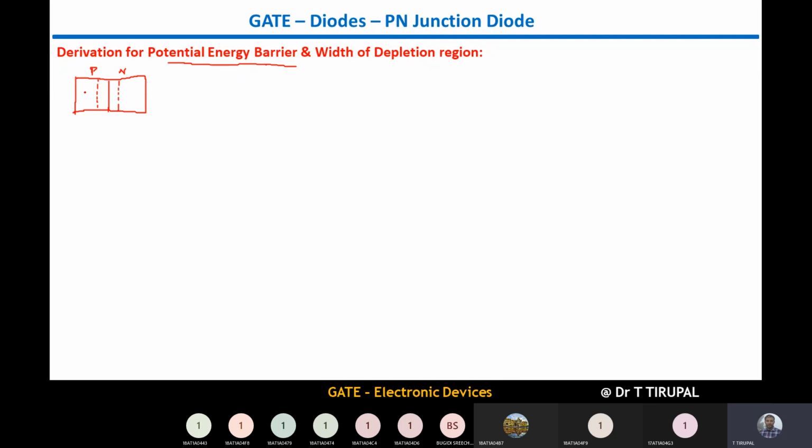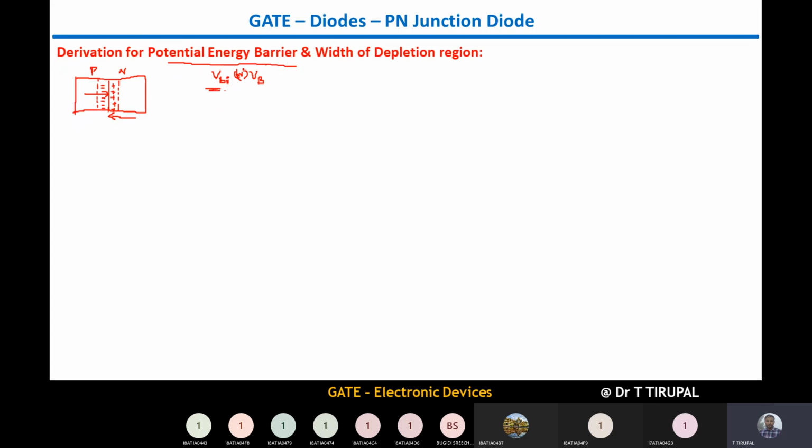Suppose a hole wants to move from P type to N type, it has to overcome this potential energy barrier, which is the plus charge present here. And if an electron wants to move from N type to P type semiconductor, it has to overcome a minus potential energy barrier here, right? So this is called the potential energy barrier, also called the built-in potential. It is given by VBI, built-in potential, or sometimes also called barrier voltage, capital B.